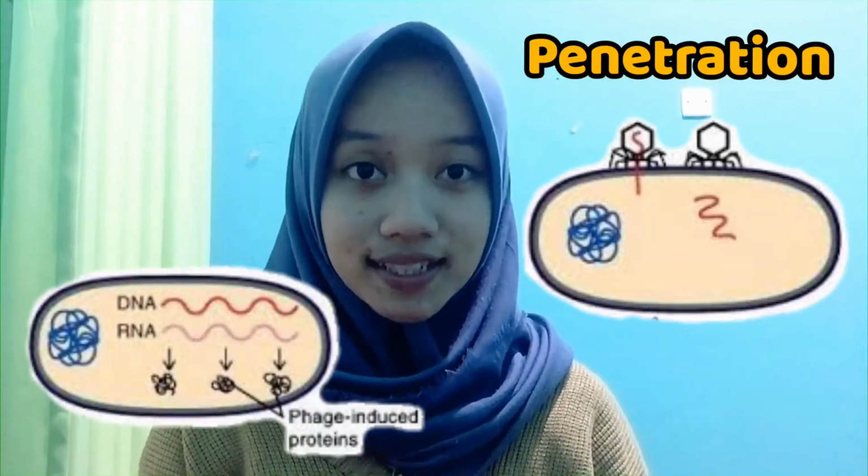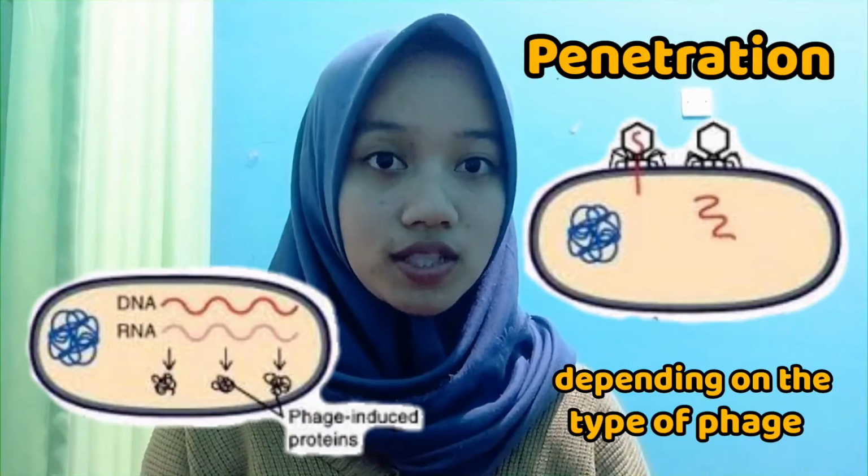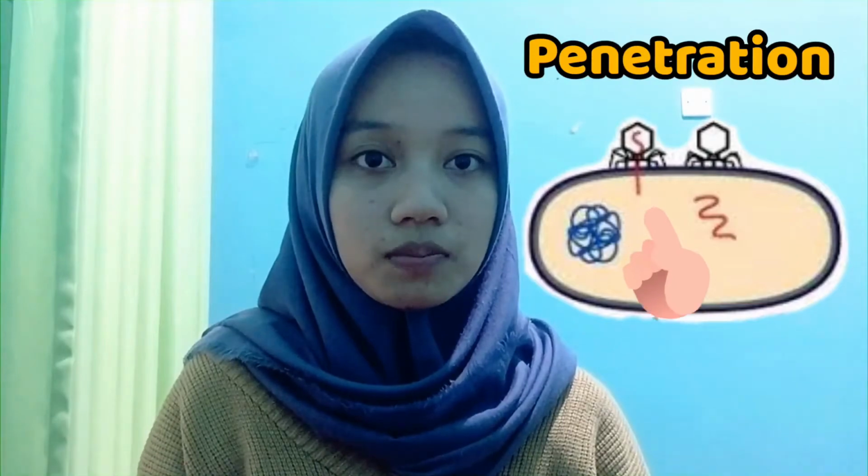Next, we discuss the penetration. Once the T4 phage is attached to the bacterial cell, it injects its double-strand DNA or single-strand RNA, depending on the type of phage, into the E. coli cell. The T4 phage releases enzymes that weaken the cell wall of the bacterium. This helps in injection of the genetic material of the virus by pressing its sheath against the cell.